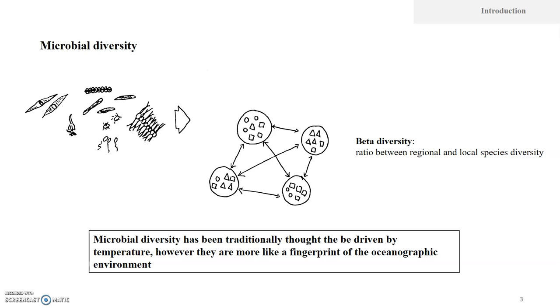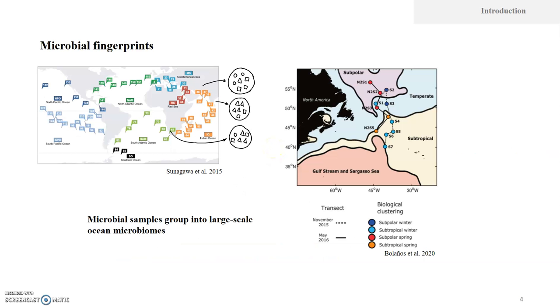Due to their fast generation time, microbes are ideal bioindicators to monitor ecosystem stability, the invasion of alien species, pollution, and changes in ocean productivity. Microbial diversity has traditionally been thought to be mainly driven by temperature, but recently this has been advanced to a more holistic and oceanographic context, the so-called microbial fingerprints, reflecting all the biotic and abiotic environmental conditions. Therefore, microbial samples largely group into ocean basins, as shown by the Tara Oceans project, for example.